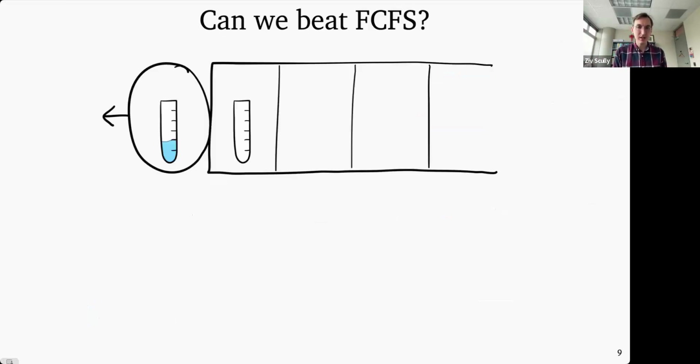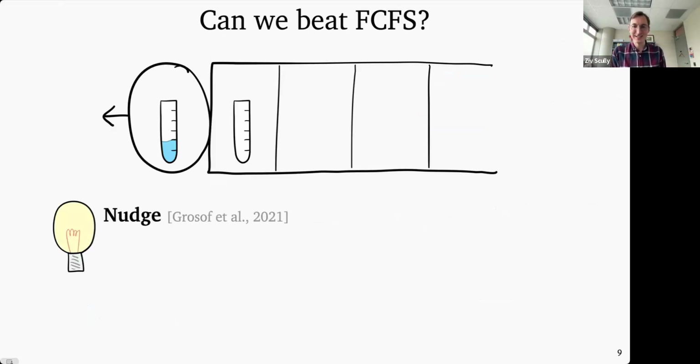I'm going to draw an example where I explain there is a way to beat first come, first served, known in prior work. It's called nudge. And it takes this idea of, okay, we're trying to avoid strict priorities, but we still want to serve short jobs in front of long jobs. It takes this idea to the extreme. So here's what I mean.